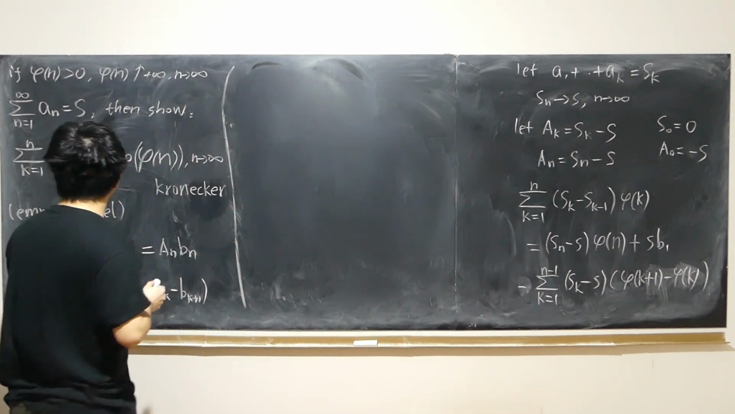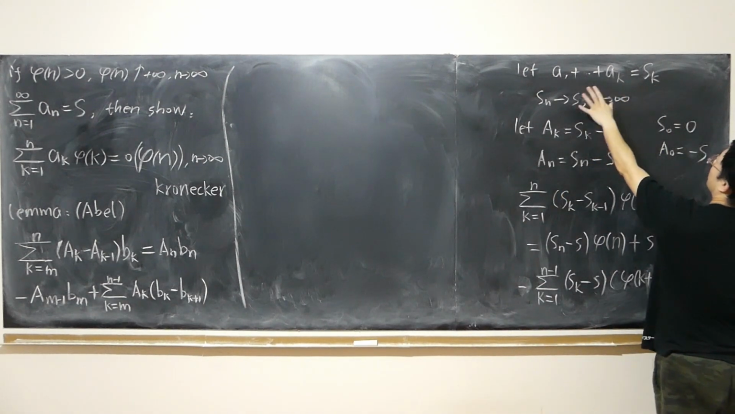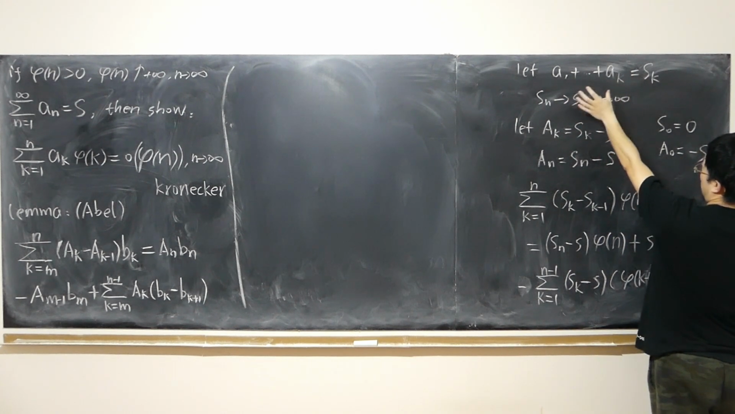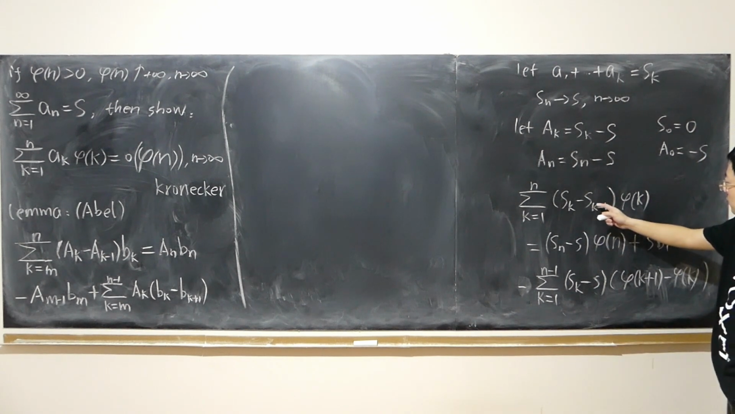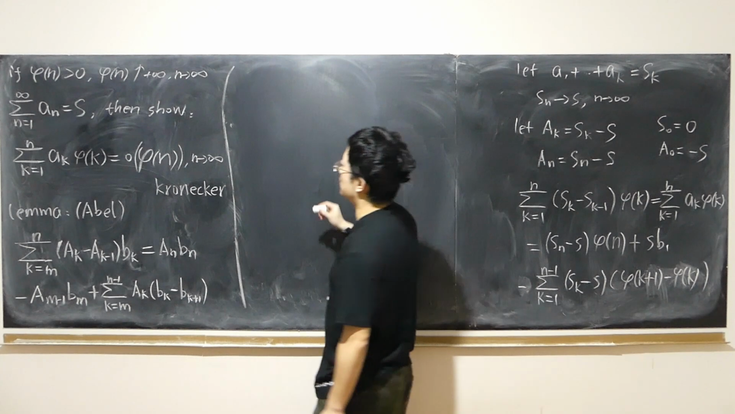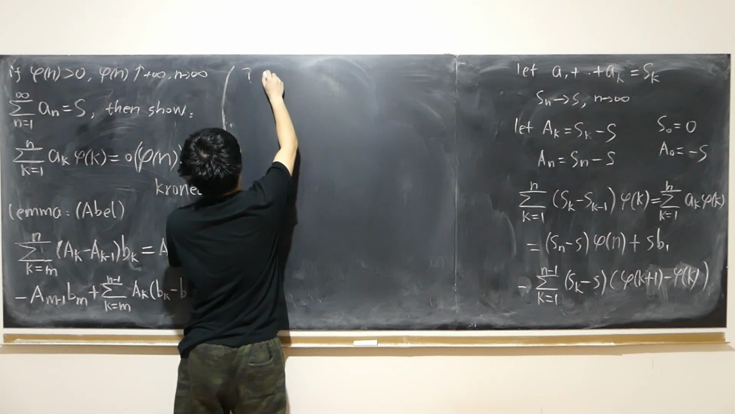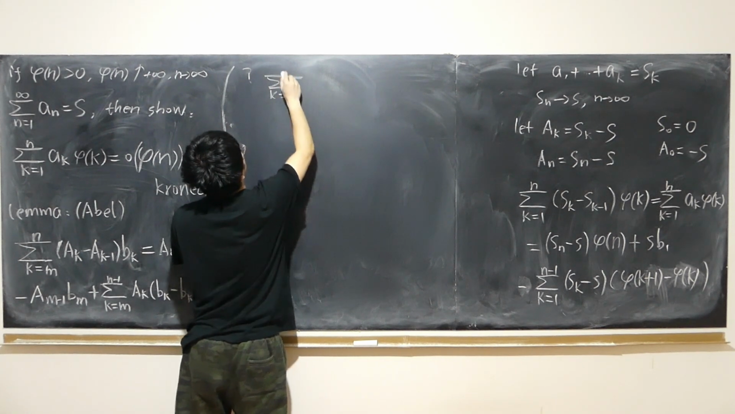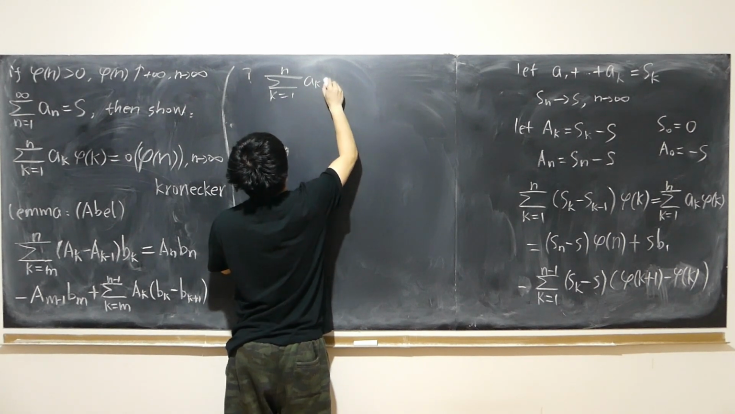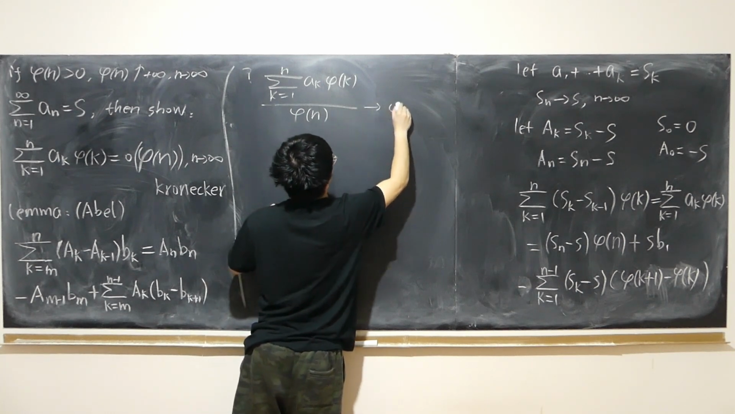So I'm trying to prove that this is equal to little o of phi of n, but this AK is in fact SK minus 1, because the terms from A1 up to AK minus 1 all cancelled out, right? So therefore this SK minus 1 is in fact AK times phi of K, K goes from 1 to n. So all I need to show is that this divided by that, sum of AK times phi of K divided by phi of n, is it approaching 0?